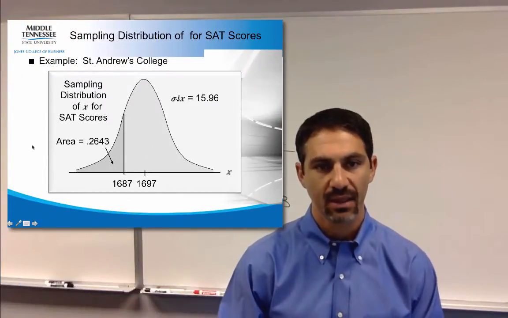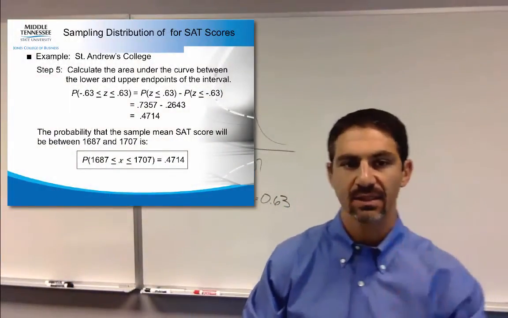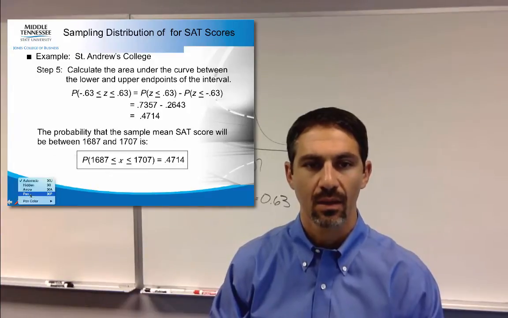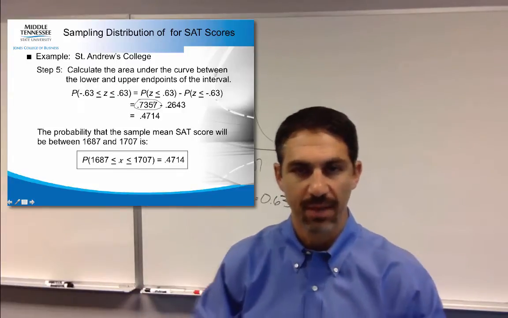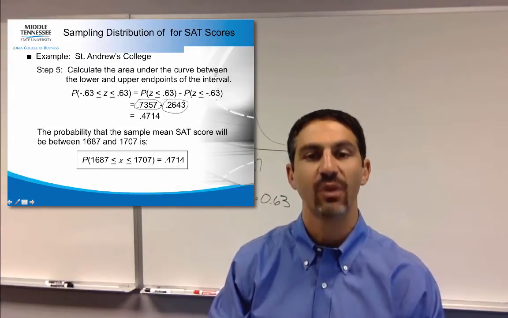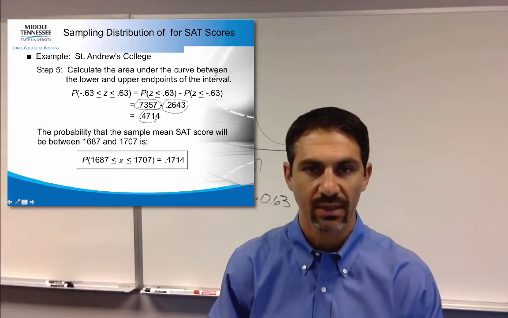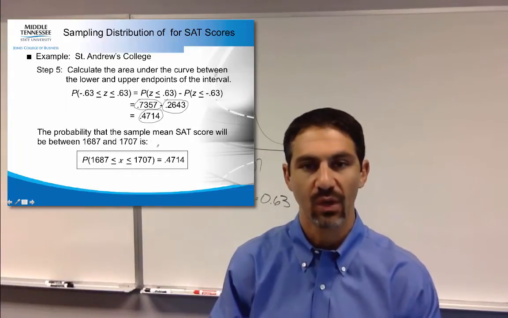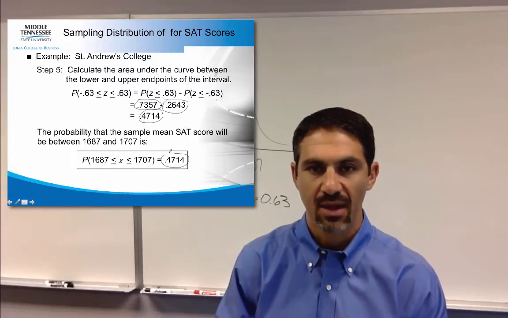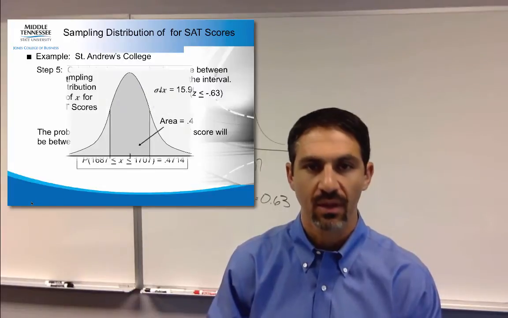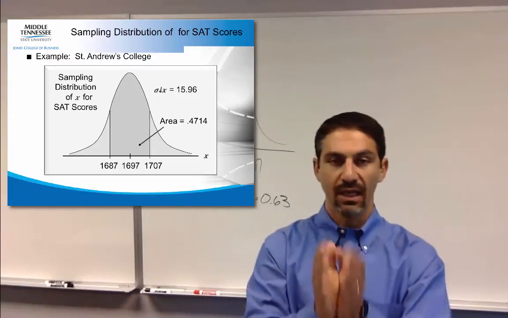So then what math do we need to do to come up with the probability of being between 1687 and 1707? It's very easy. So what does that mean for what we have? Then if we look at this, we're going to take what we got for 1707, that probability, and subtract away what we have for the other one, which was 1687, and we are left with 0.4714. So the probability between 1687 and 1707 then is 0.4714. So looking at that, here you can see that shaded area in the middle is what we're looking for.